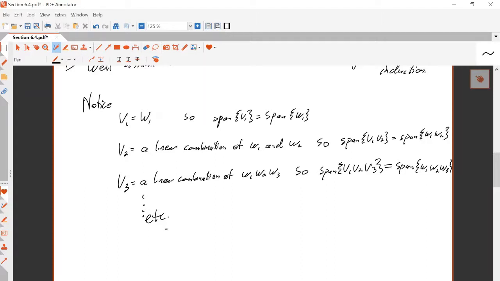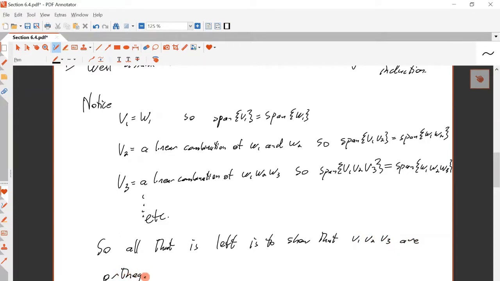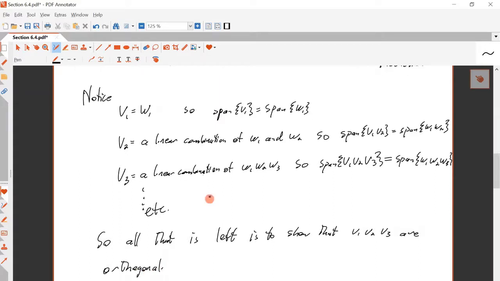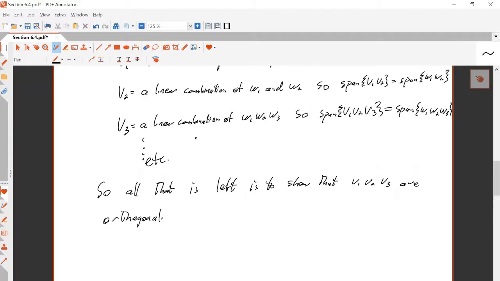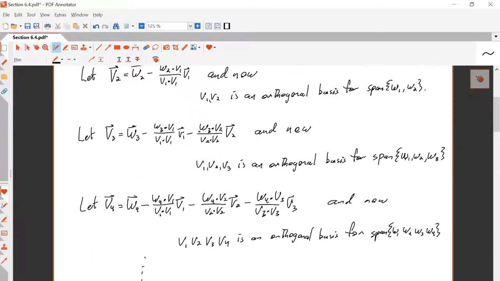Now we just have to show orthogonality. So all that is left is to show that V1, V2, V3 are orthogonal. Okay? So let's write down those three vectors, V1, 2, and 3.